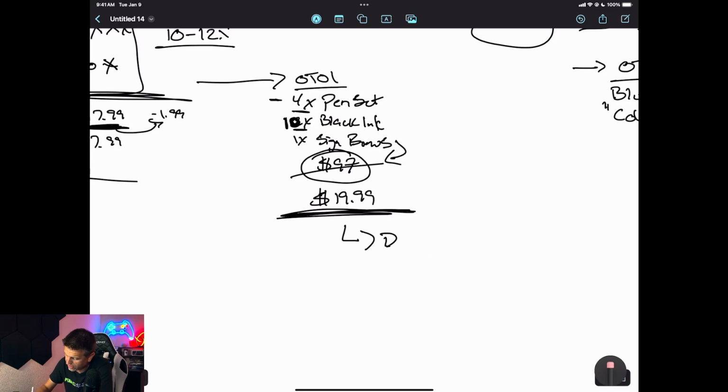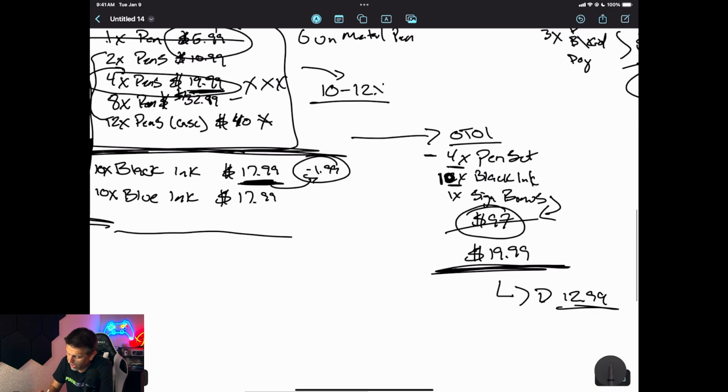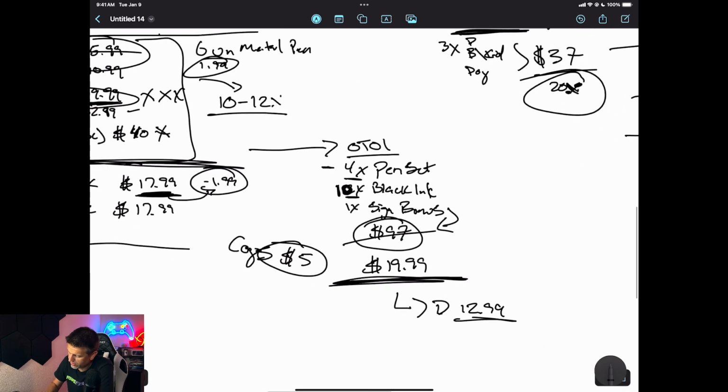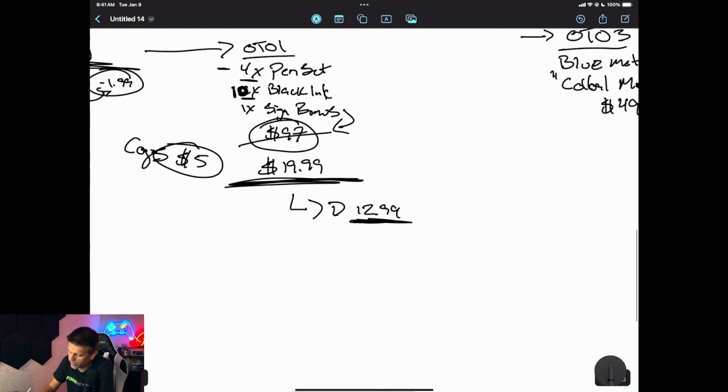You could say $9.99. I know I did a lot of $12.99s. Again, if you're only paying $1.99 here and $1.99 here, your COGS is like $4, maybe $5 shipped. It's $5 shipped and you're still pulling $12.99. I mean, you have a profit, right?